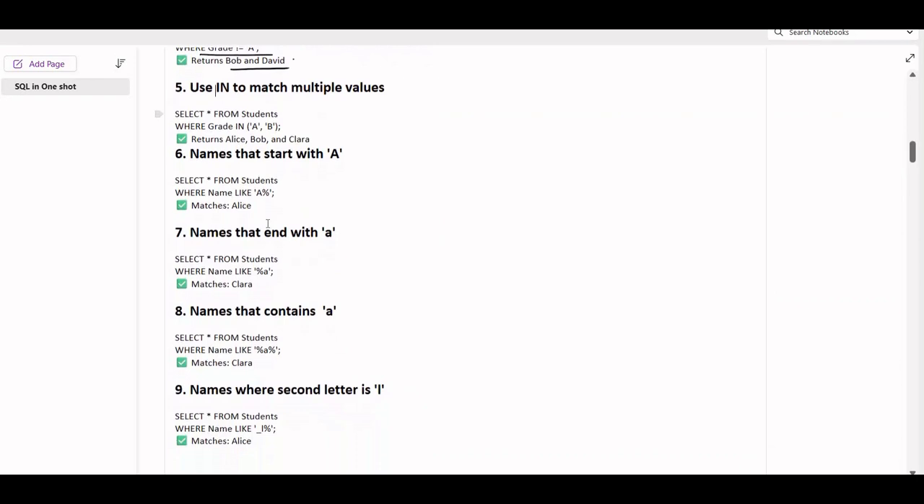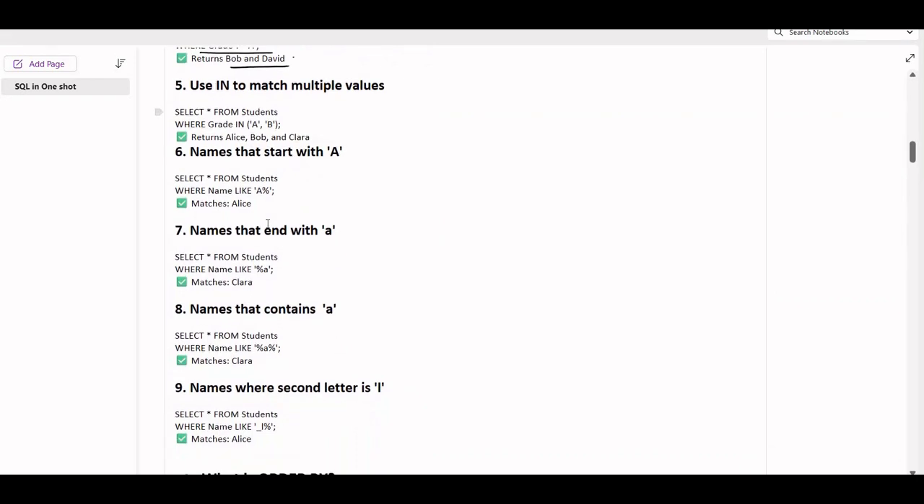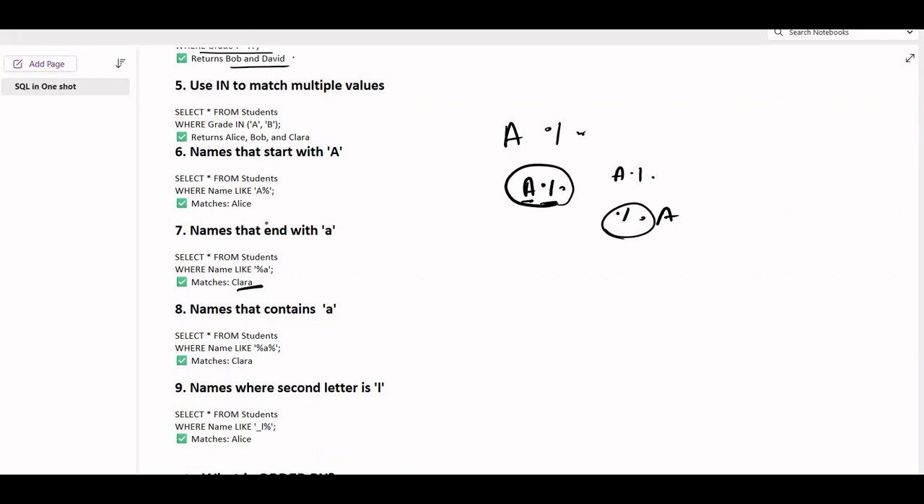And also names that start with A. This is basically the LIKE operator we are seeing. That was the IN operator and this is the LIKE operator. So SELECT star FROM students WHERE name LIKE 'A%'. If there is a percentage symbol after an alphabet, it means starts with. Names that start with A means WHERE LIKE A percentage. If it ends with, you should give percentage A. Names that end with A, like Clara: the percentage should be at the beginning.